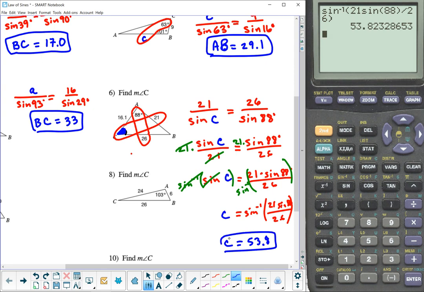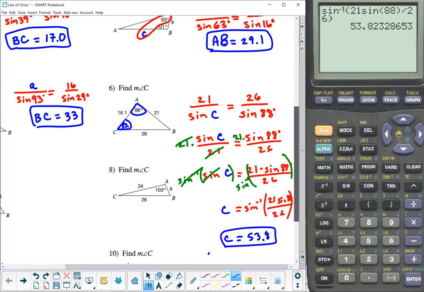Okay, and I'm going to go ahead and double check that. Looking at my angles, does 53 seem reasonable? Yeah, I mean, I think it seems reasonable. If this is 88, this looks a little smaller, so I think this 53.8 seems reasonable. Okay, that was 6, angle C.